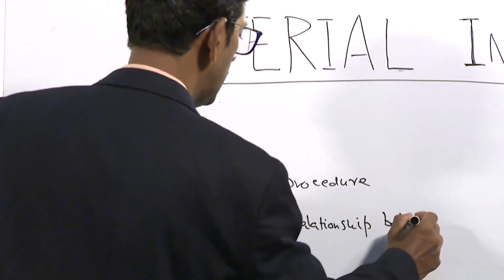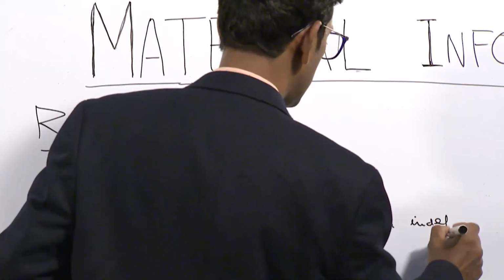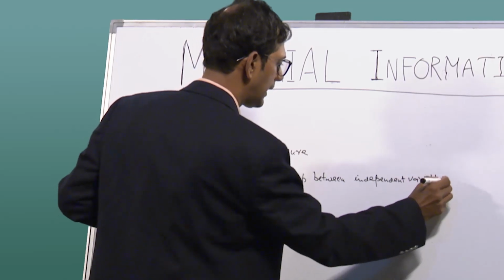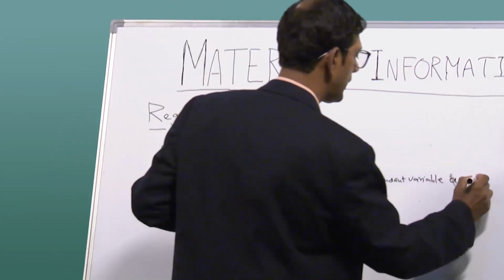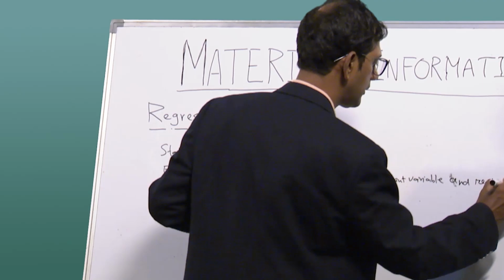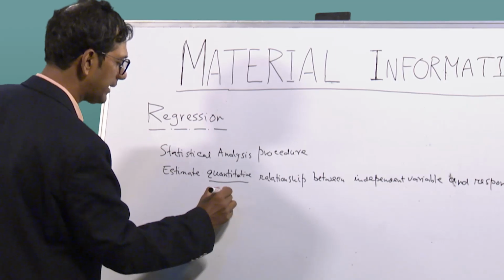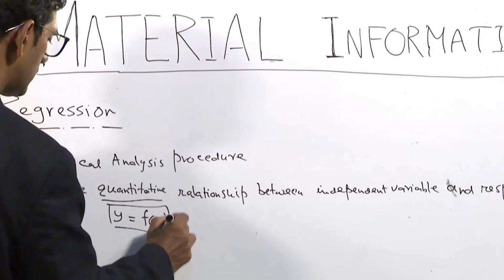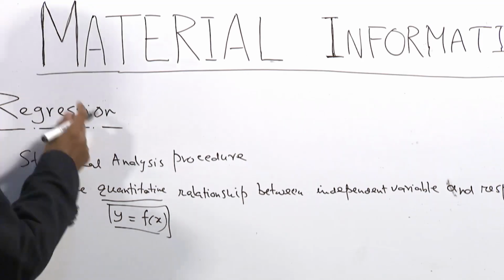between what and what? Between independent variable and response or dependent variable, correct? That means we try to find out quantitative relationship between x and y. This is what we try to find out, where y is a function of x. So this relationship is found out from the data, correct? So that is the main aspect of regression.